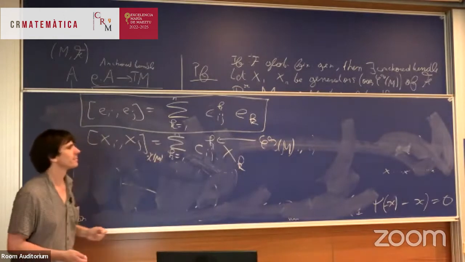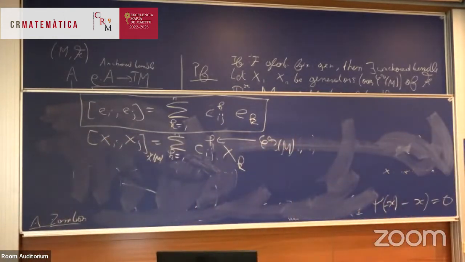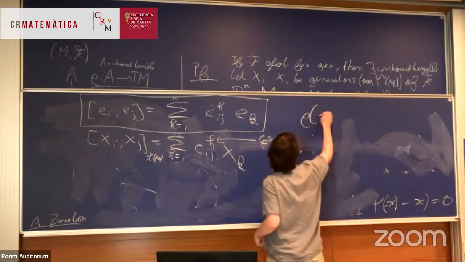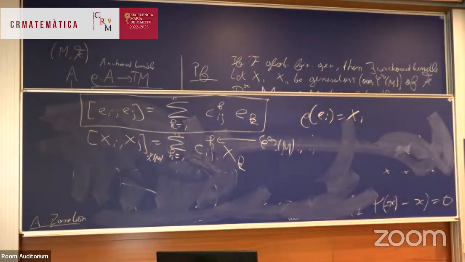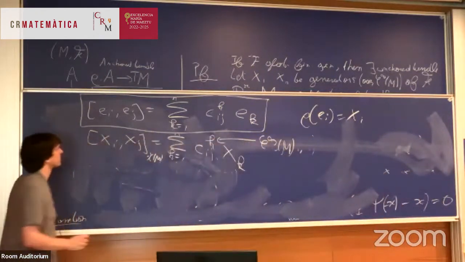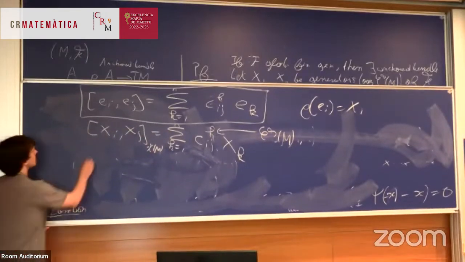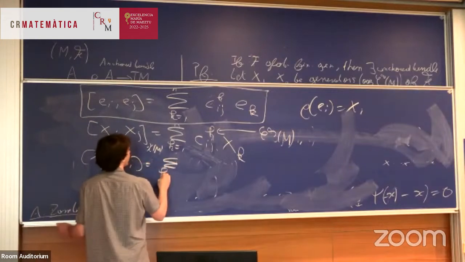Take the images of e_i and e_j by the anchor. Excuse me? What's the relationship between e_i and x_i? Rho of e_i is x_i. That's how we define the anchored bundle. No, I understand, but you have to choose an e_i, right? It's a choice. Absolutely, yes. So skew-symmetry is not a problem, because I also have this.